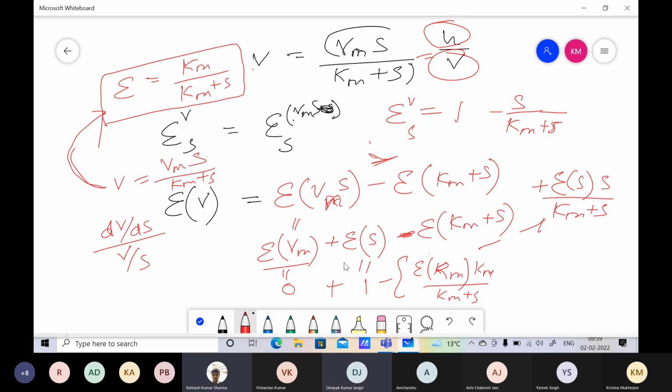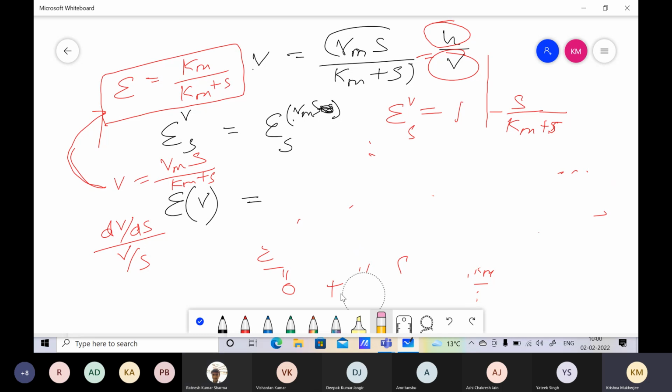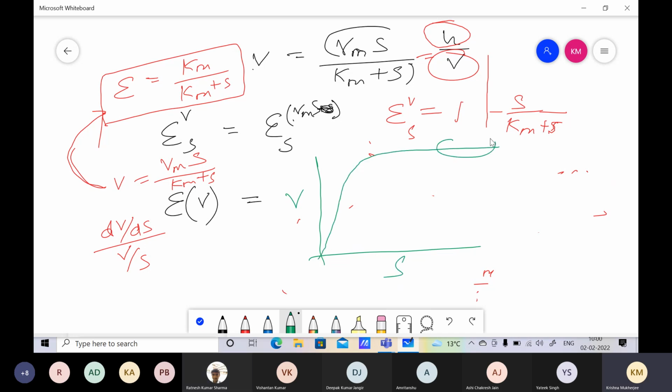Yes, sir. And do you realize the implications of this? Notice that when S is close to 0, E is equal to 1. And when S is much larger than Km, E is equal to 0. Which makes a lot of sense, because the graph of V versus S is first order when S is very small and becomes zeroth order when S is very large. And therefore E here is 1 and E here is 0.